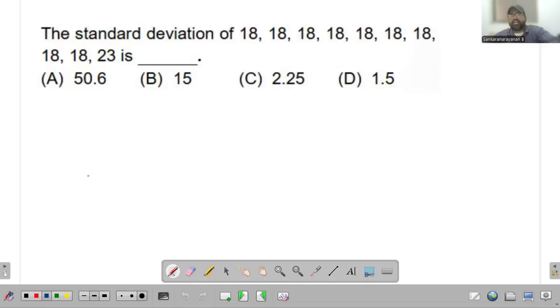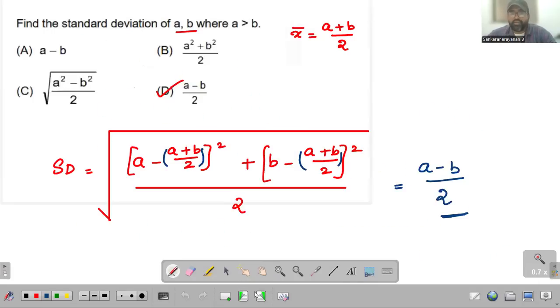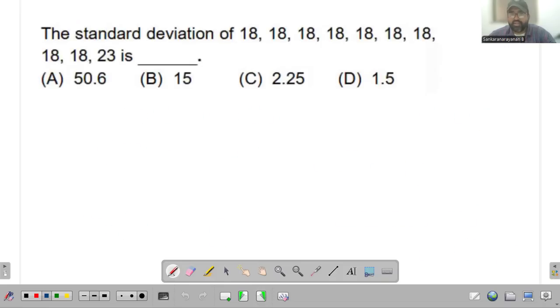Now let us consider question number 20. You are asked to find the standard deviation of 18, 18, 18, 18, 18, 18, 18, 18, 18, and then a 23. For answering this particular question, what I am going to consider, just a second, is that second formula which I had presented.